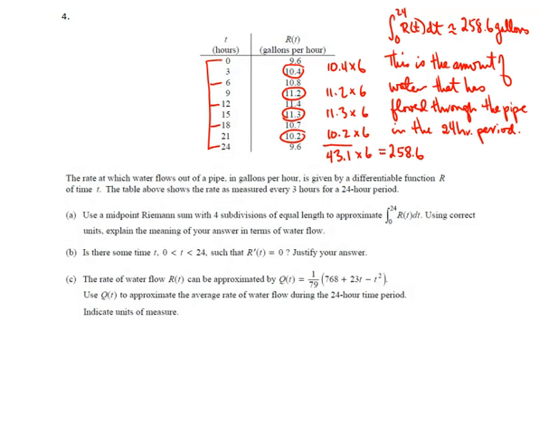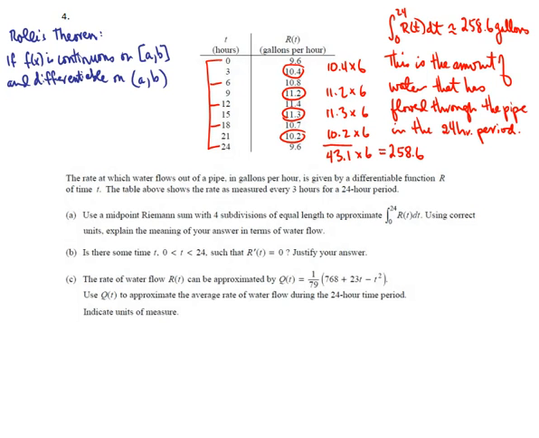Alright, so we'll go on to part B now. Part B asks, is there some time t between 0 and 24 such that r prime of t is equal to 0? We need to go to our theorems for this, and it happens to be that Rolle's theorem says that if a function is continuous on a closed interval and if it's also differentiable on the open interval from a to b, and if f of a equals f of b, then the derivative will be 0 for some c between a and b.